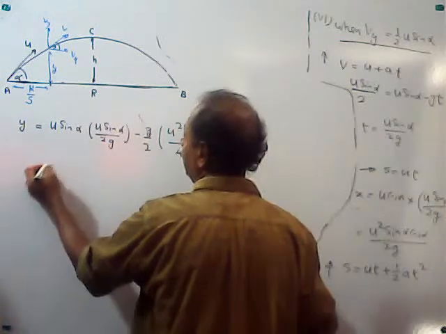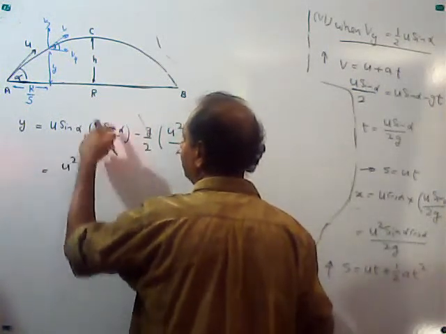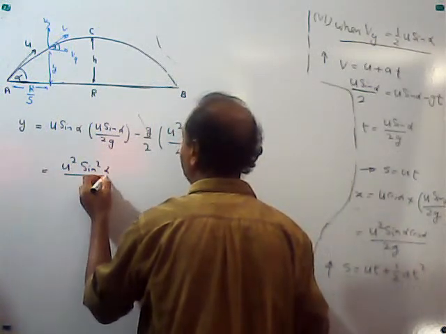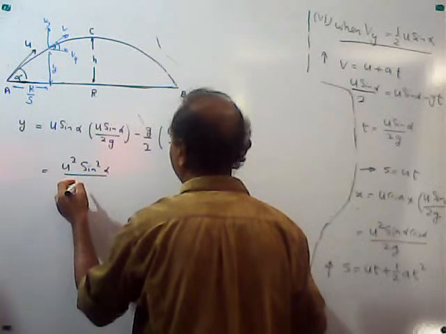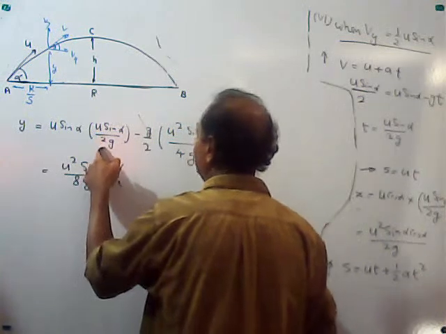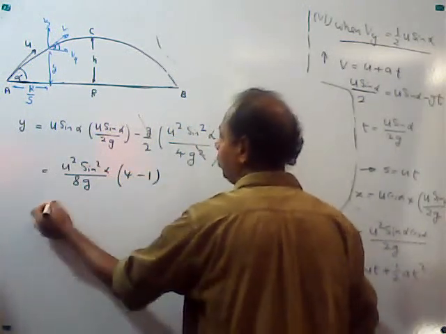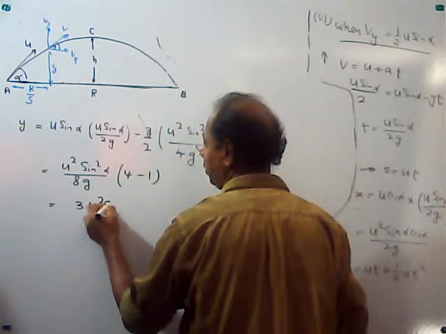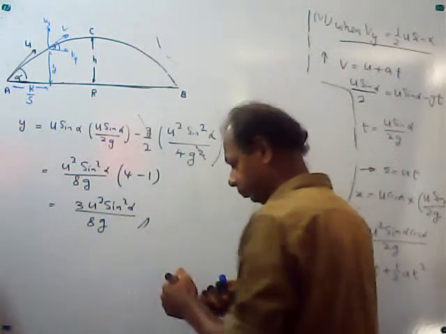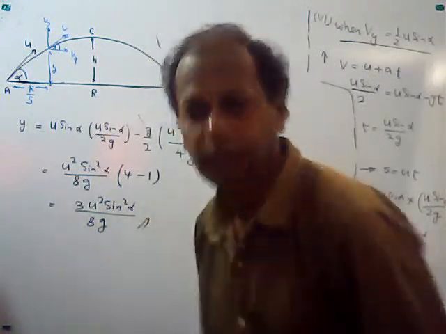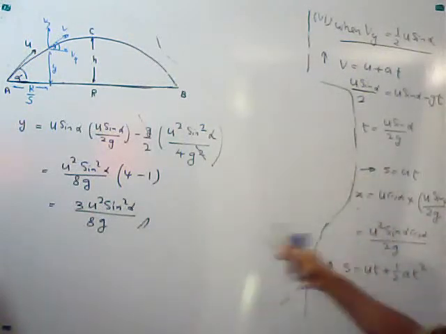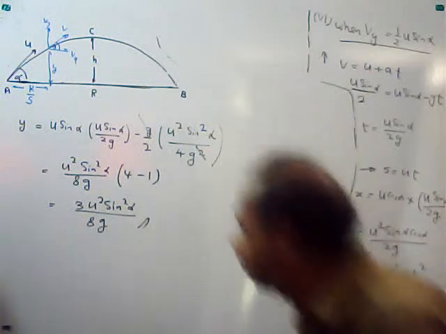You can take u squared out, sin squared alpha out, and also take 2g or maybe 8g. So then that will be 4 minus 1. So the height is 3u squared sin squared alpha over 8g. That's the height. So that's the answer for the part. We found the horizontal displacement and also the vertical displacement. It's better if you write it in words.